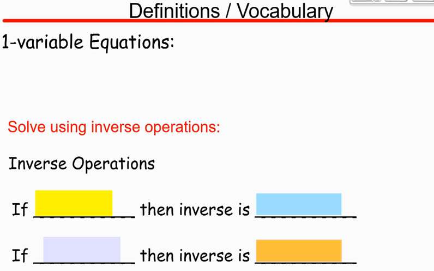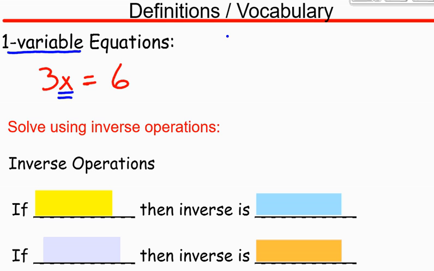Okay, we are going to be working with one variable equations, so let's talk about what that means. Here's an equation. Oh, let's put 6. Okay. I only have one letter here. I only have an x, so that is a one variable equation.